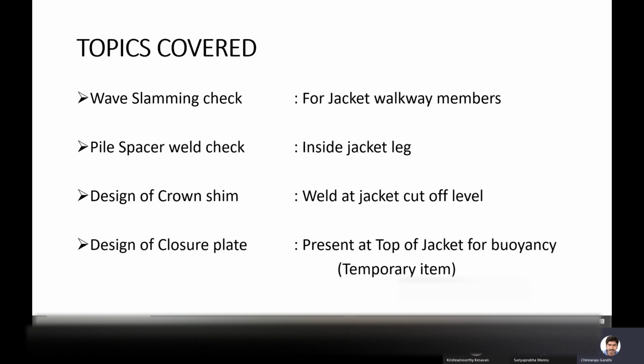The wave slamming check. Here we are checking only the jacket walkway members, because in the deck we are not checking any wave slamming. The reason is that for the deck, bottom of steel elevation, we are giving a 100 year storm, plus there will be some air gap provided. So there won't be any wave slamming on those regions.